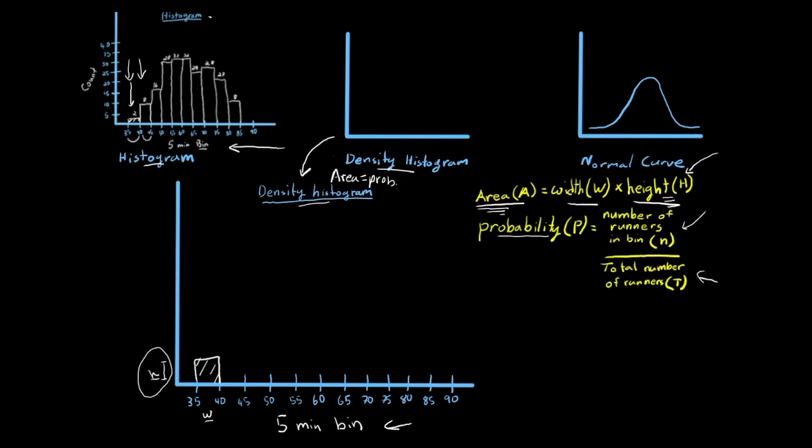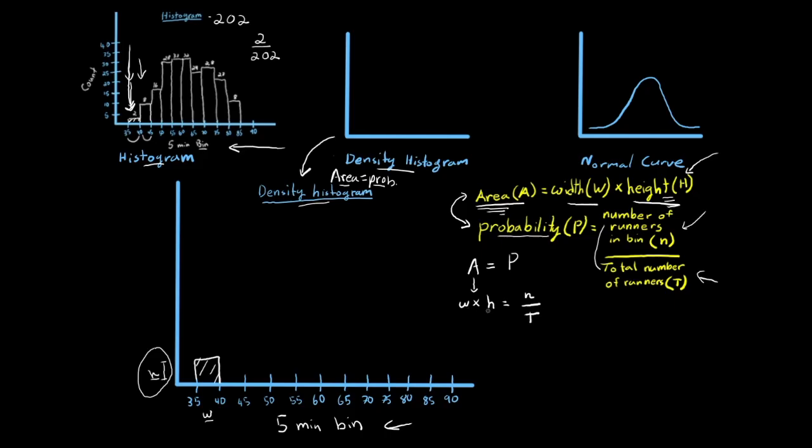So for example, we know the total number of runners in our data set is 202. And if we wanted to know the probability of being in this first bin here, that would be the number of runners in the bin, 2, divided by the total number of runners, 202. But remember, we need to find a way to make that probability equal to the area. And luckily, we now have 2 formulas that we can use to make that happen. So our goal is to make the area equal to the probability. And we know what the area is. That's the width times the height. And we know what the probability is. That's this right here. The number of runners in a bin divided by the total number of runners.